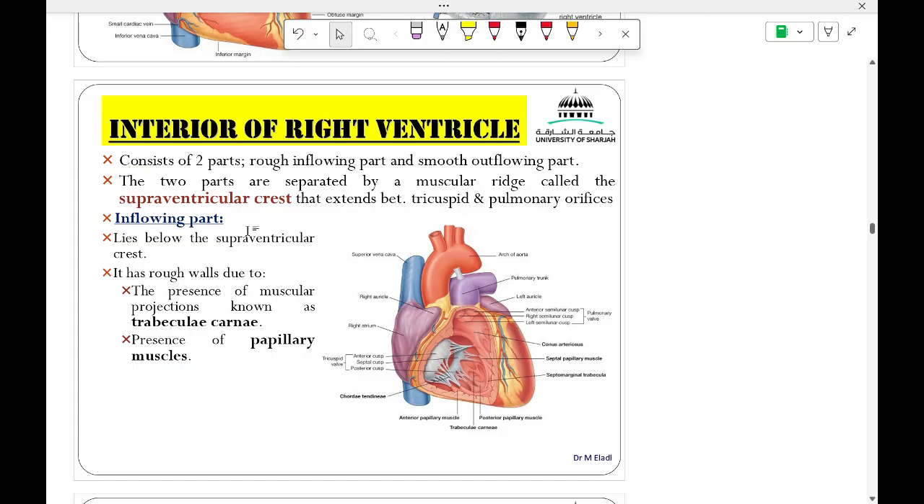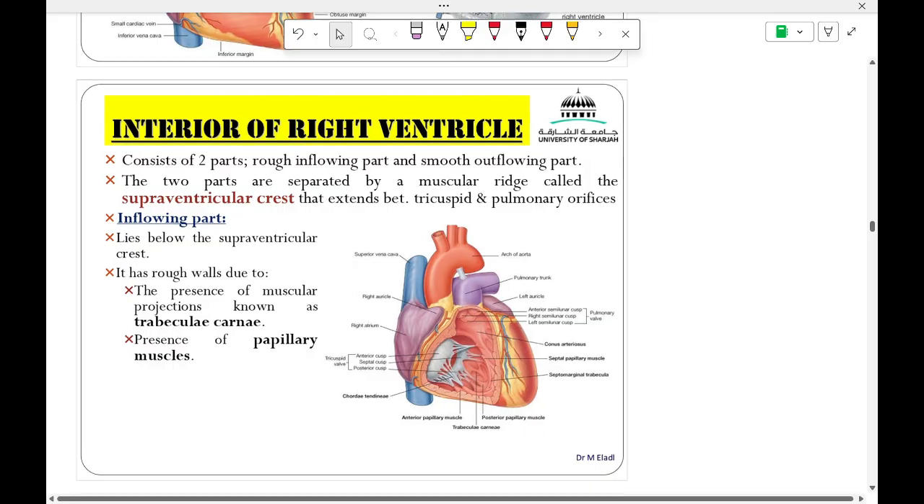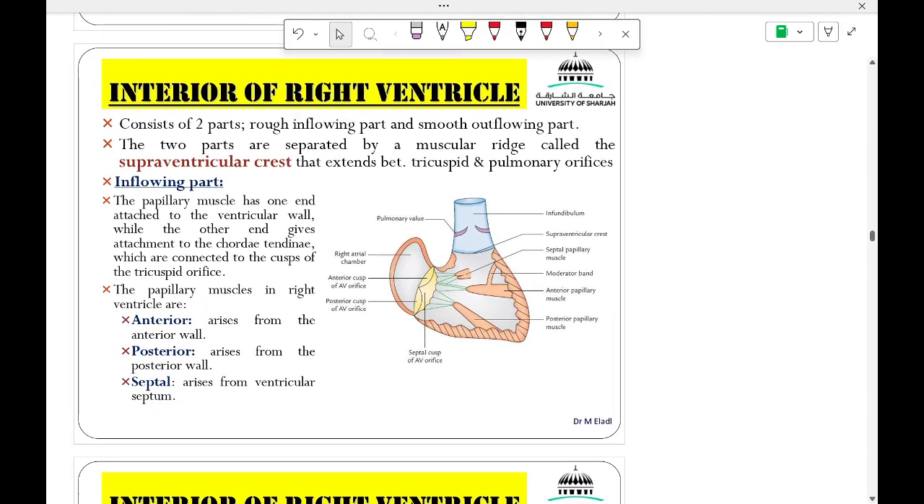And why is it rough exactly? Because we have papillary muscles and we have slight projections formed by muscles, and these projections are known as the trabeculae carneae. Now, why do we need these structures? Mainly the papillary muscles, essentially for the valve function. So we can see that these are going to, along with other structures, help the valves stay closed in certain periods of the cardiac cycle.